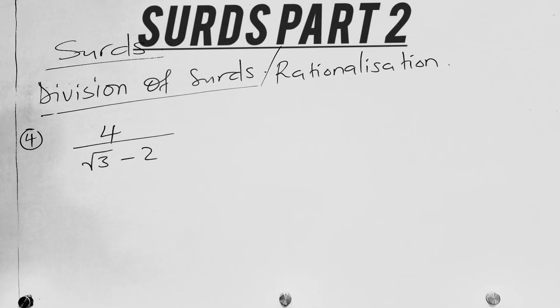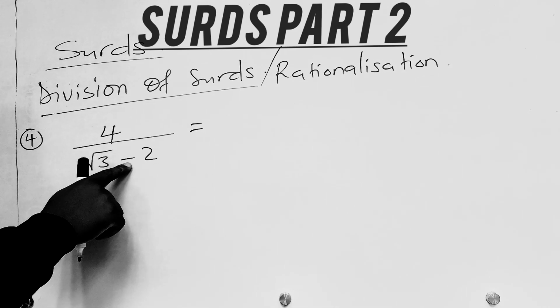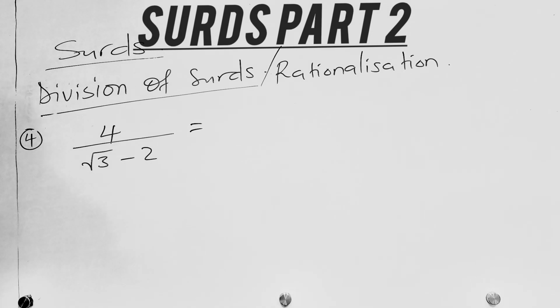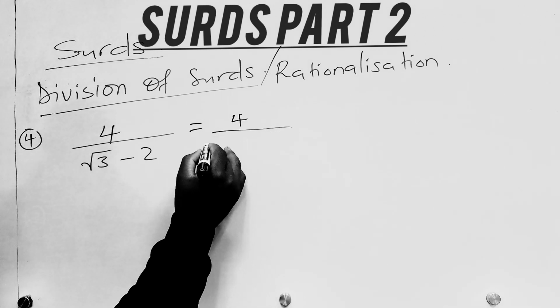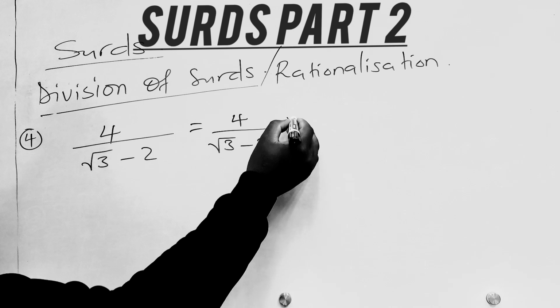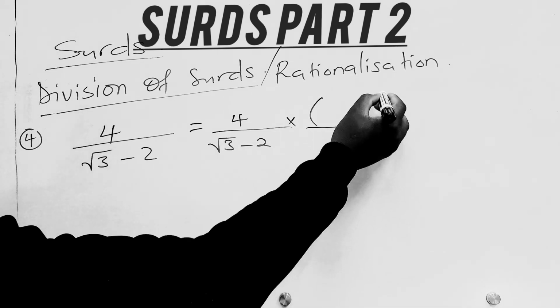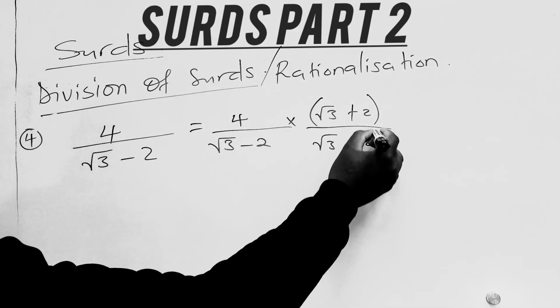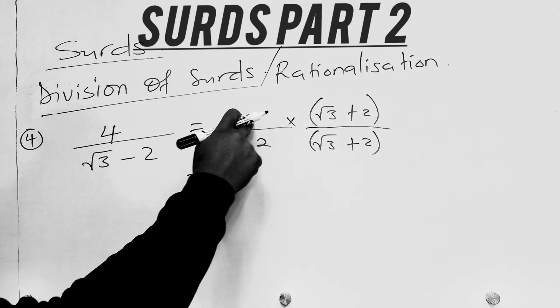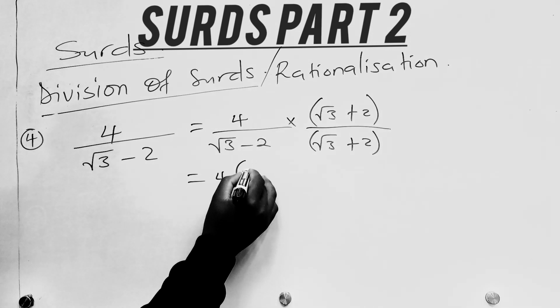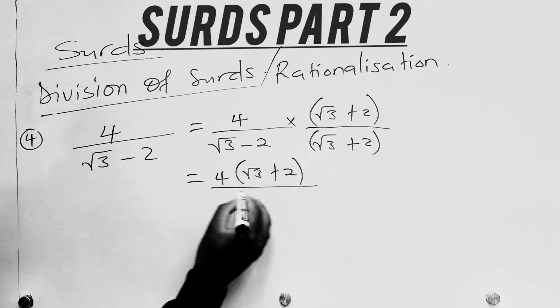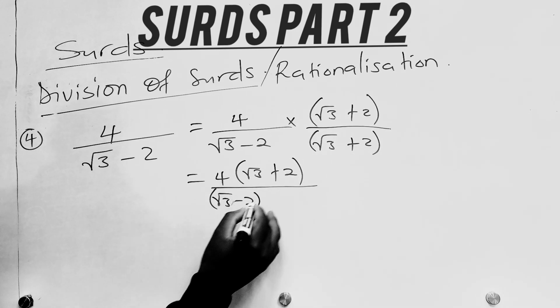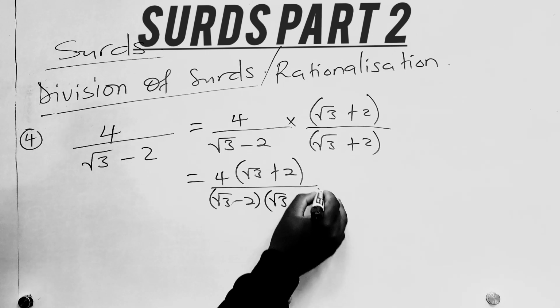Next, 4 over root 3 minus 2. So we multiply with our conjugate. In this case, our denominator is root 3 minus 2. So our conjugate is root 3 plus 2. So this is 4 over root 3 minus 2 multiplied by root 3 plus 2 over root 3 plus 2. So we multiply these two. This will be 4 multiplied by root 3 plus 2, over root 3 minus 2 times root 3 plus 2.